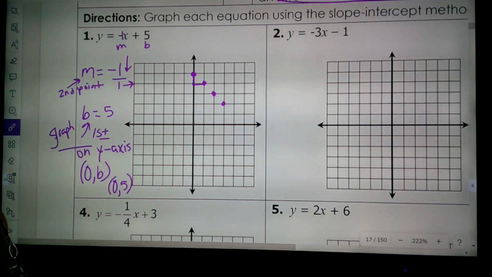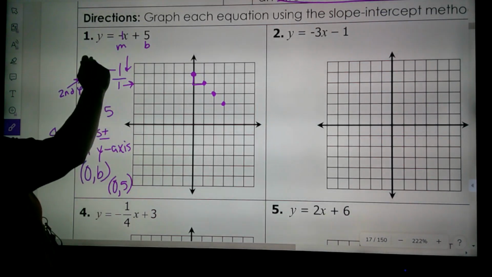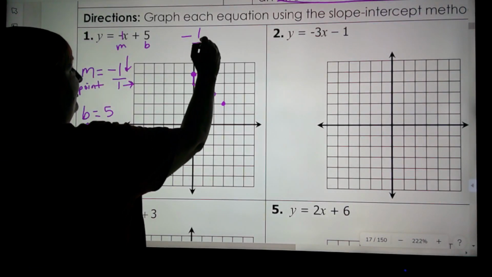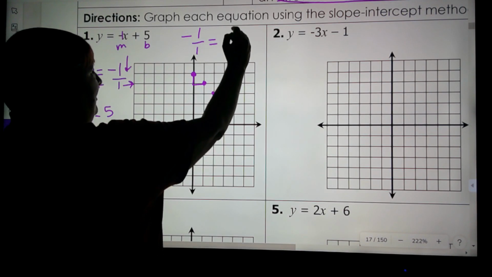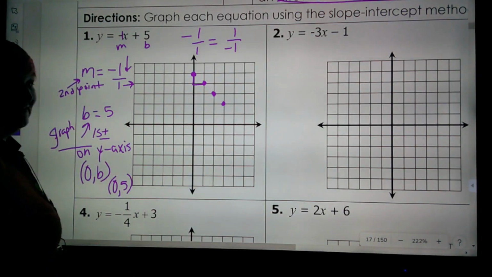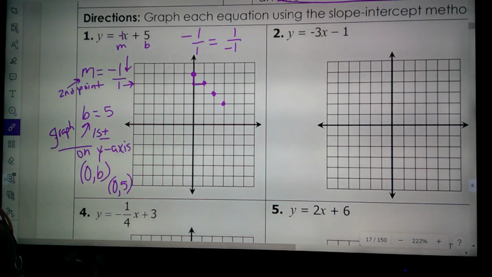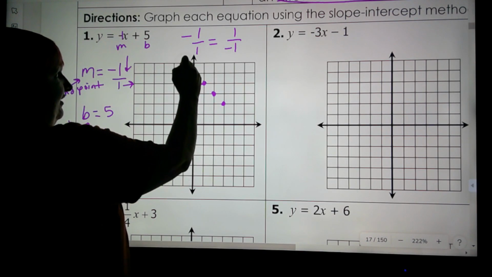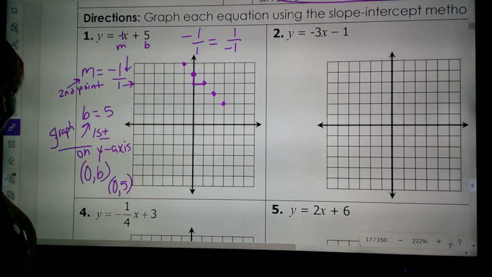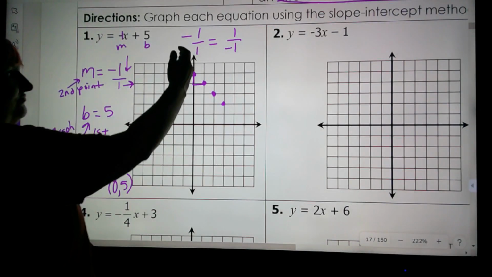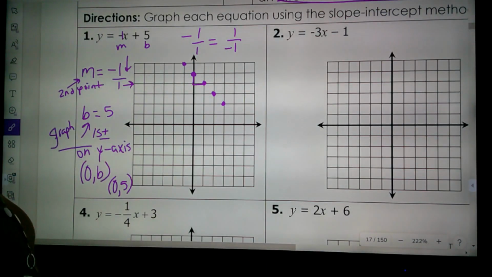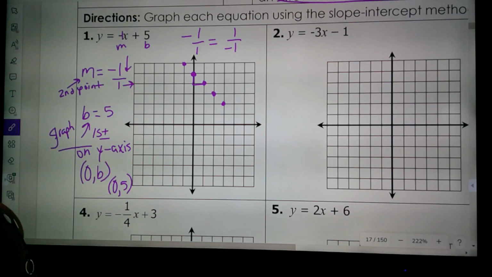If you ever have to go backwards, the negative sign can float. That means that -1 over 1 is the same as 1 over -1. The negative sign can float. That means you can go up 1, left 1, and it'll still be on the same line. I'll talk to you more about that.